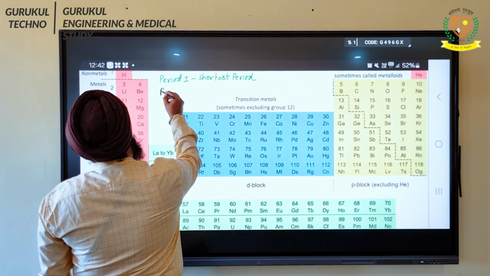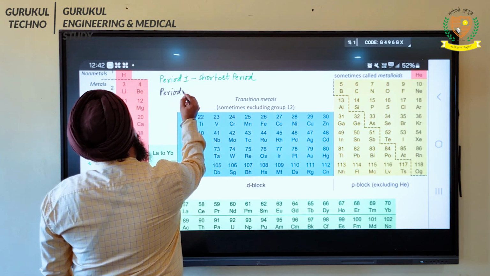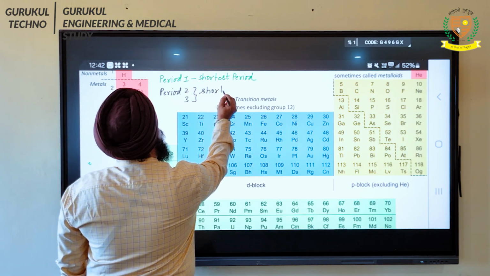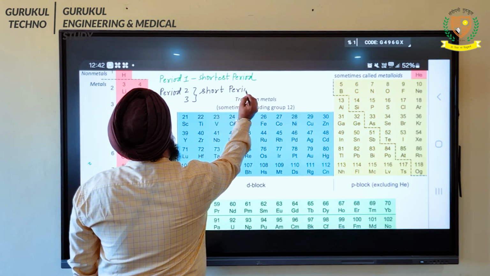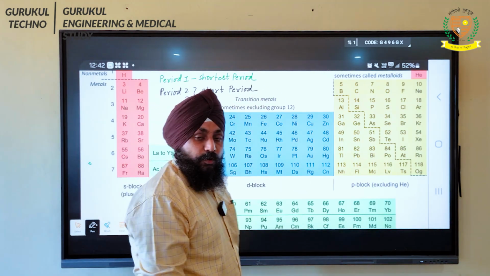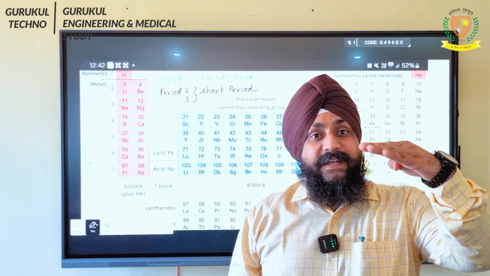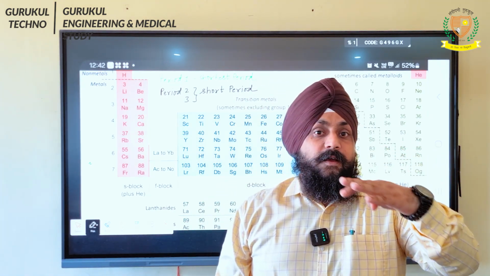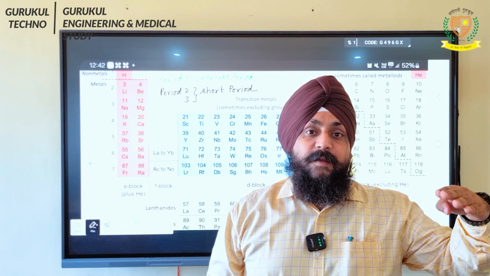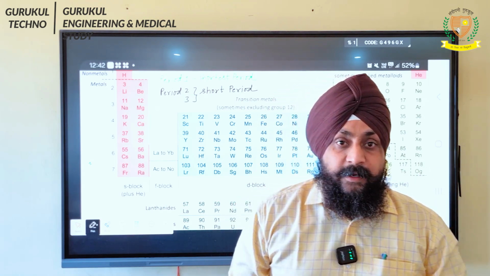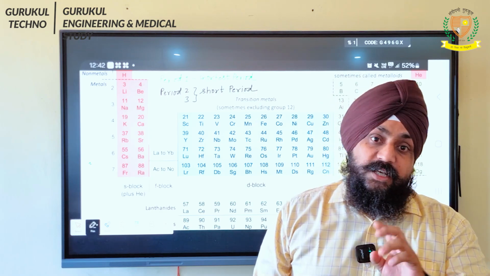Then students, period 2 and period 3 are going to be short periods, and they consist of 8 elements each. Even the second period will have 8 elements, and even the third period will have 8 elements.